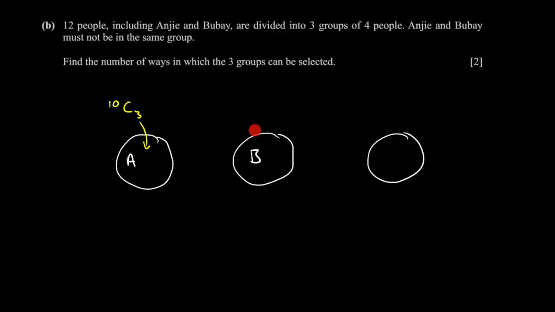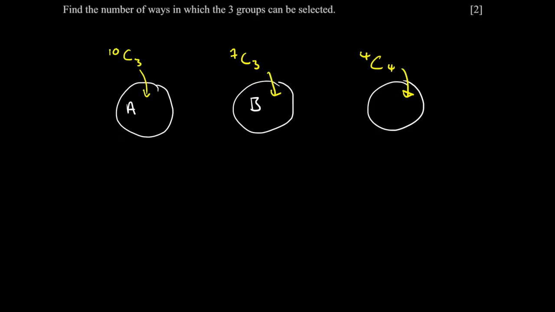And how many people do I need to choose for this group? Well, I need to choose another 3. So that's going to be 7C3. Again, and once I've done that, I've got 4 people remaining, right? Because I had 7, I've taken 3, so I've got 4 left. And I want to choose 4 to go in the last group, so that's going to be 4C4, right? So I've got 10C3 times 7C3 times 4C4.